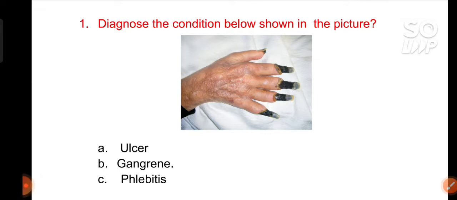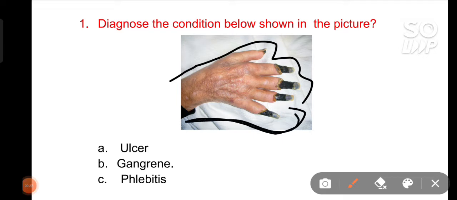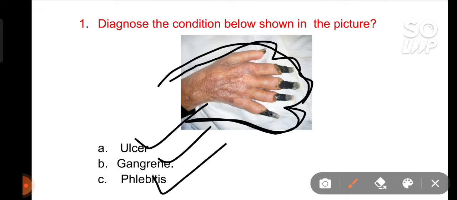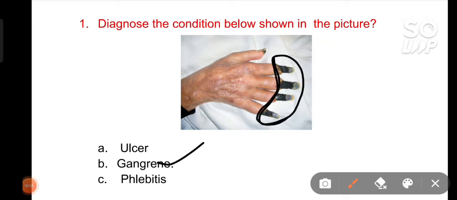Today we will see some of the interesting MCQs for upcoming nursing recruitment examinations. The first question is, diagnose the condition shown in this picture. Here you can see the hand of the patient. What is the condition of this hand? The options are option A, ulcer, option B, gangrene, option C, phlebitis. The right answer is gangrene. We can see the gangrene over the tips of the fingers.